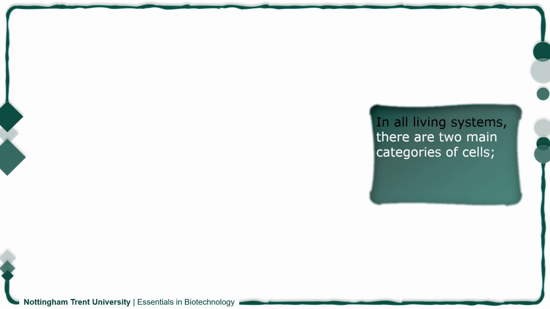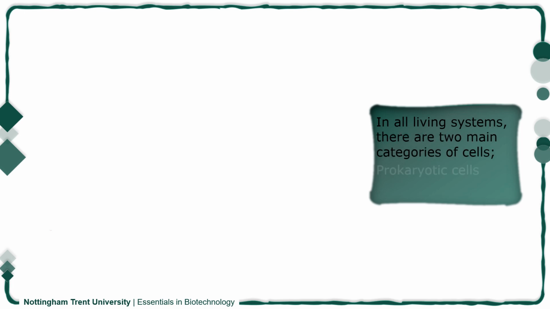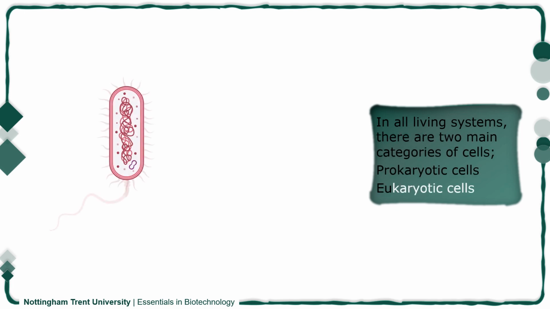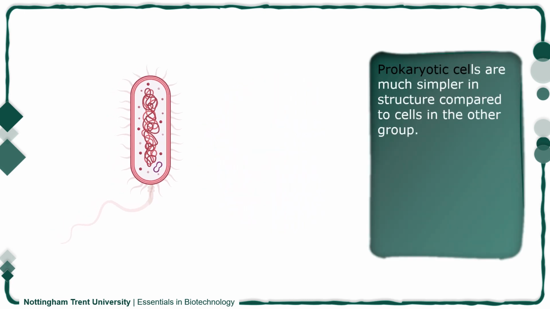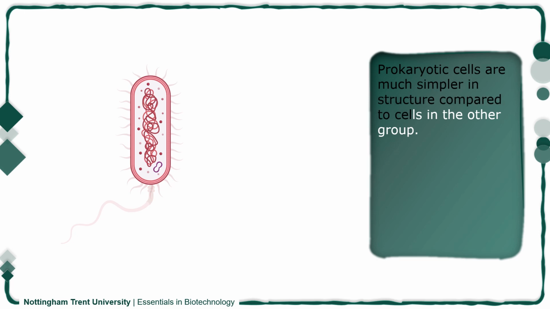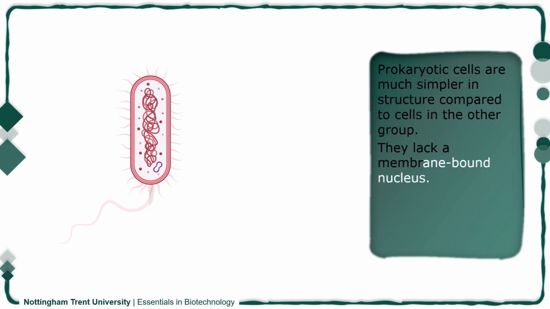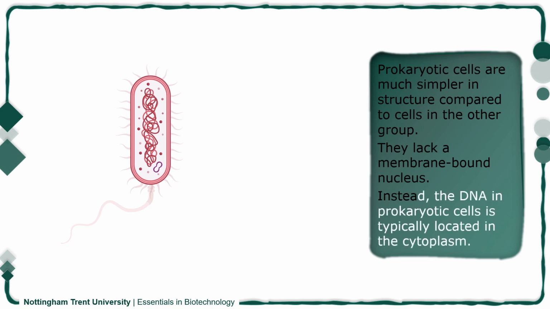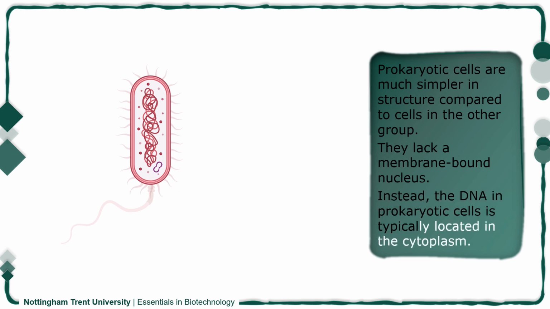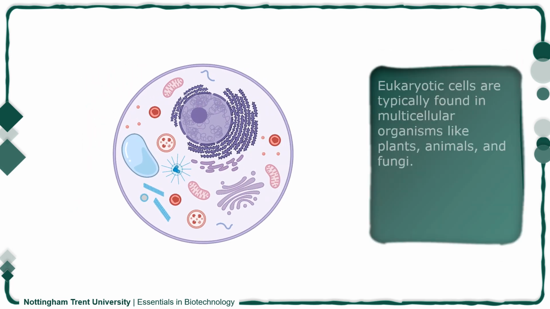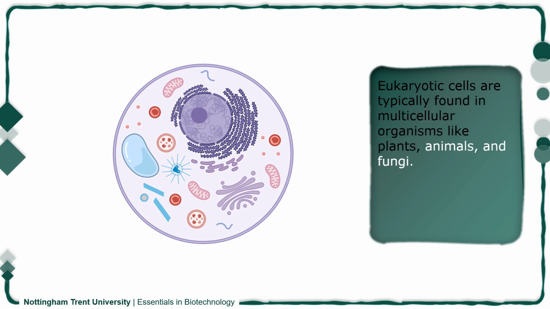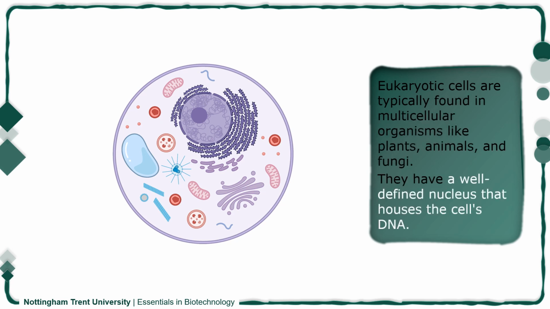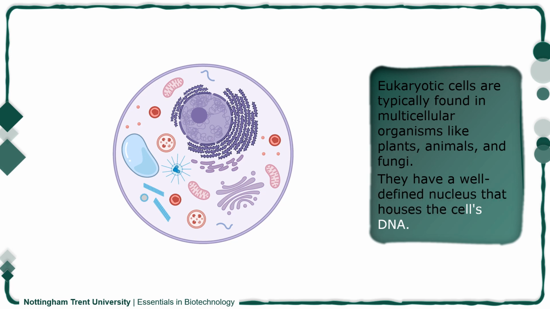In all living systems, there are two main categories of cells: prokaryotic cells and eukaryotic cells. Prokaryotic cells are much simpler in structure compared to cells in the other group. They lack a membrane-bound nucleus. Instead, the DNA in prokaryotic cells is typically located in the cytoplasm. Eukaryotic cells are typically found in multicellular organisms like plants, animals, and fungi. They have a well-defined nucleus that houses the cell's DNA.